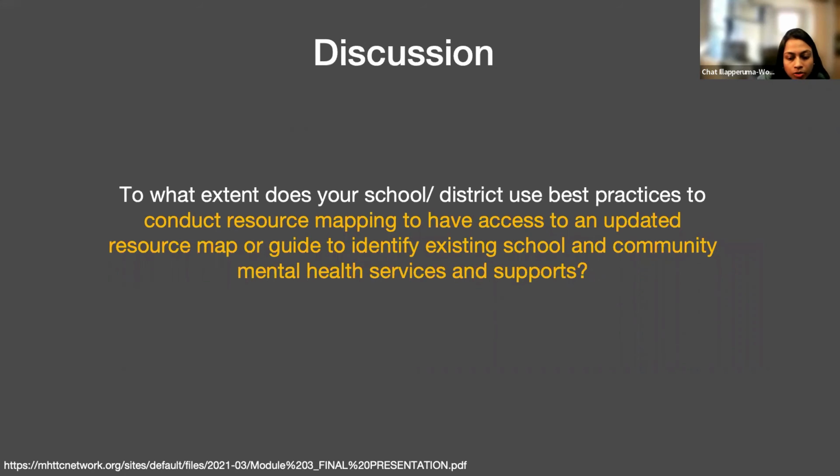So the next discussion question. To what extent does your school or your school district use best practices to conduct resource mapping to have access to an updated resource map or guide to identify existing school and community mental health services and supports? Previous discussion questions were about needs assessment, and we're switching gears to a resource map.